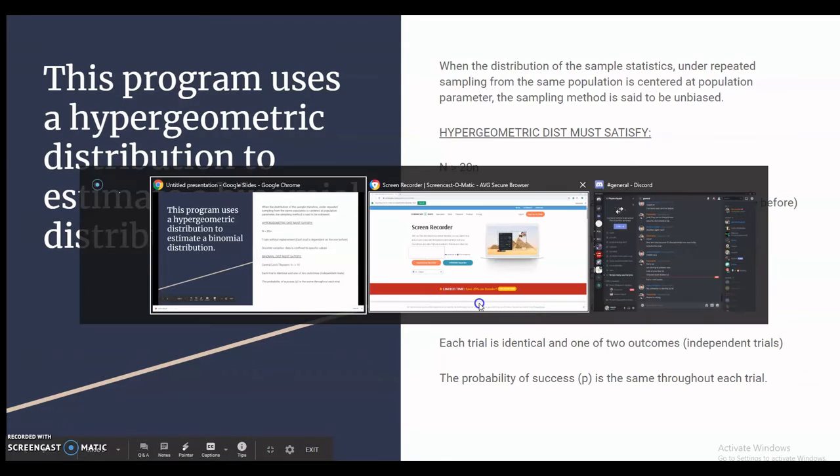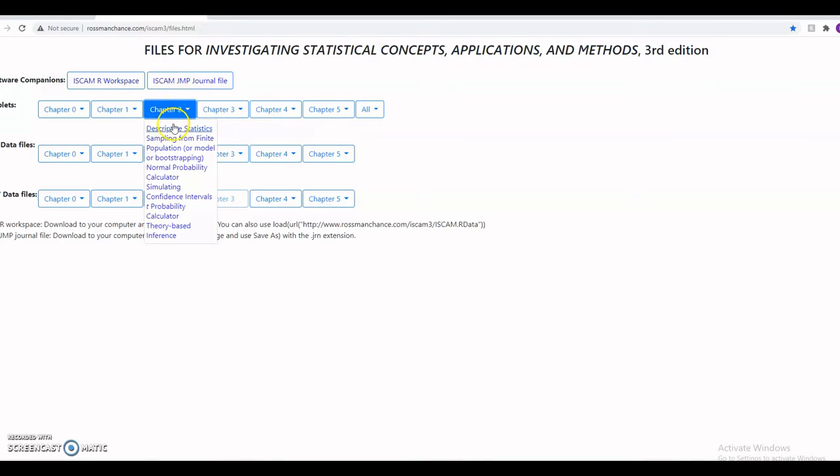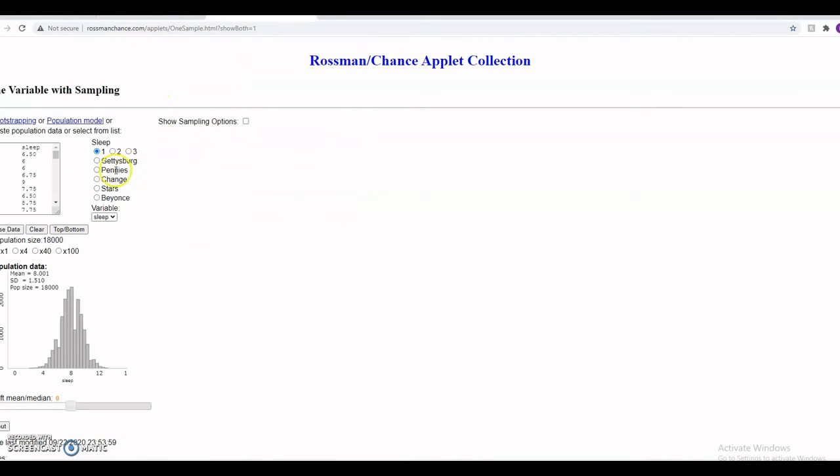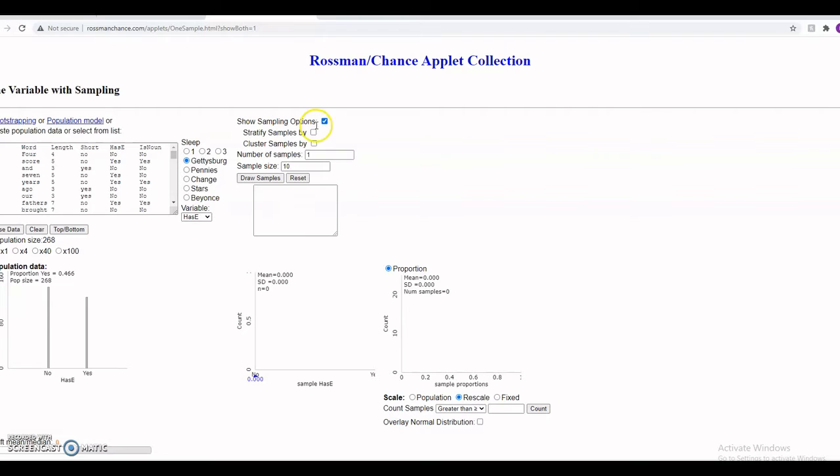Okay, so let's go right into the app. We select Gettysburg, we go has E, we click this box. Okay. So let's try a sample.